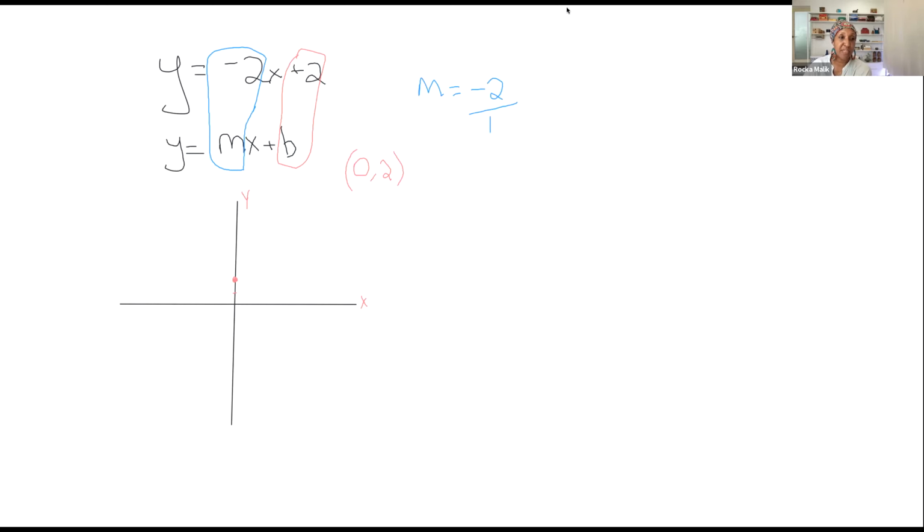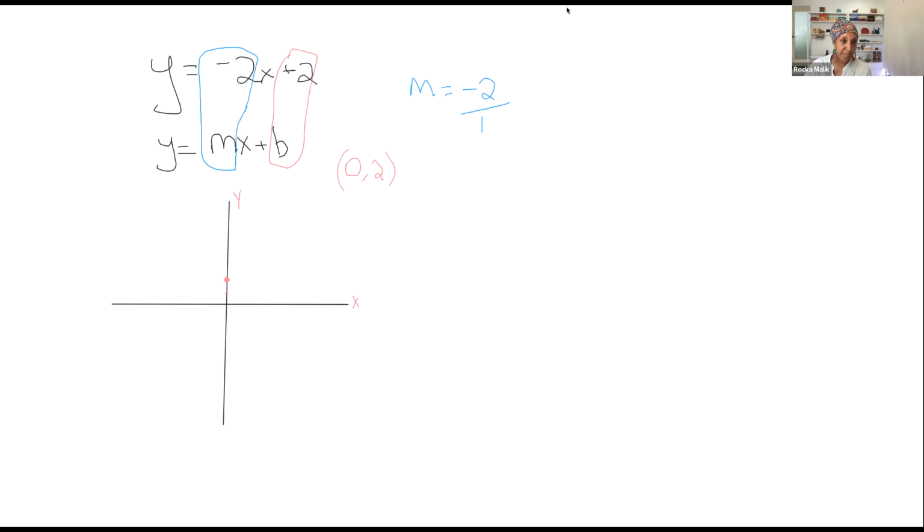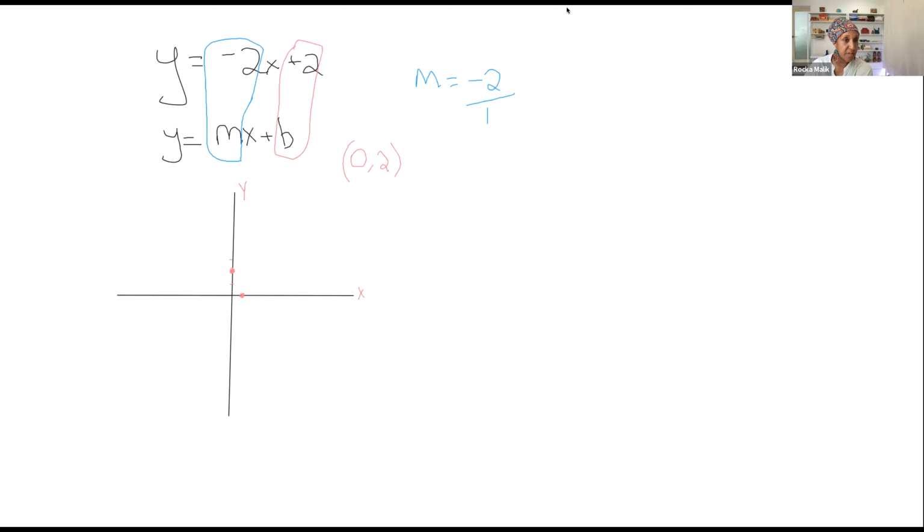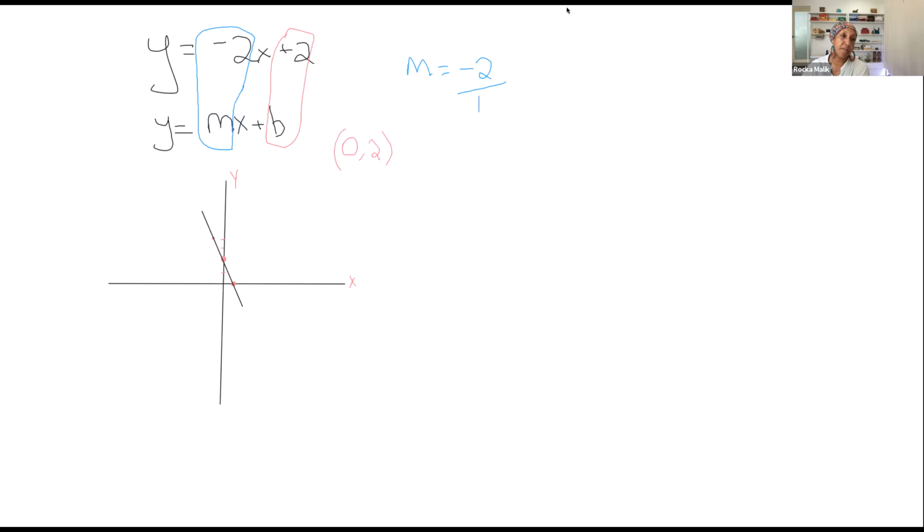Okay, so I can go down 2 and to the right 1. Or from this point, I can go up 2 and to the left 1 and still be on the line. And I put my arrows to show that it goes forever in both directions.